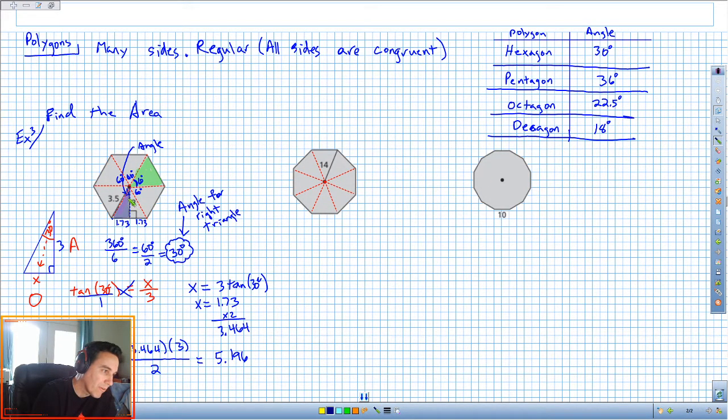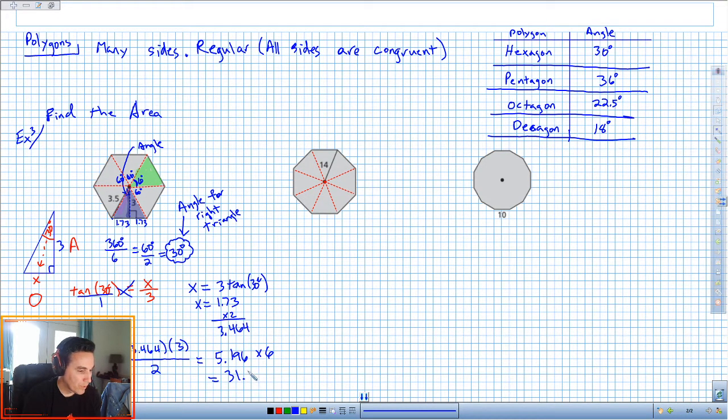If I go back to highlighter, I'll highlight the area I just calculated, right? All the way, this whole one triangle, we just calculated. There, that purple triangle. So how many of those purple triangles do we have? We have 6 of those triangles in this shape. So times it by 6, and you get the answer, 31.18. Ooh, that is the answer, 31.18. It's your area of that whole hexagon.